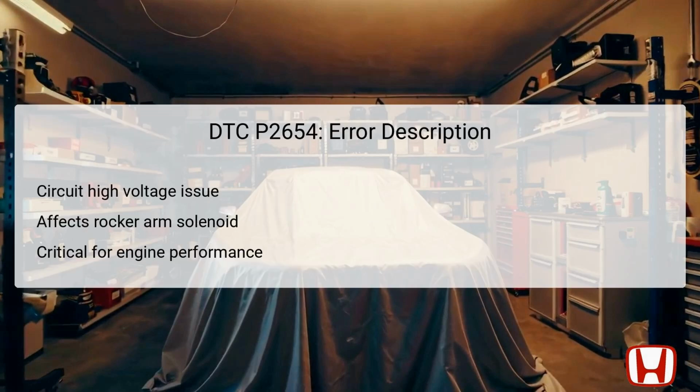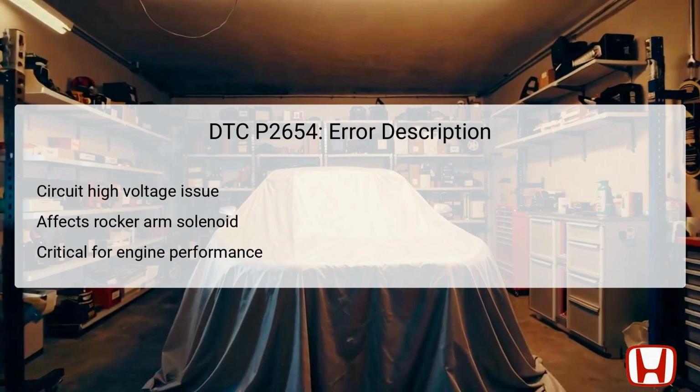The error description for DTC P2654 indicates a high voltage condition within the circuit of the rocker arm oil control solenoid. This solenoid is integral to the operation of the variable valve timing, VVT system, which adjusts the timing of the intake and exhaust valves for better engine performance and efficiency.